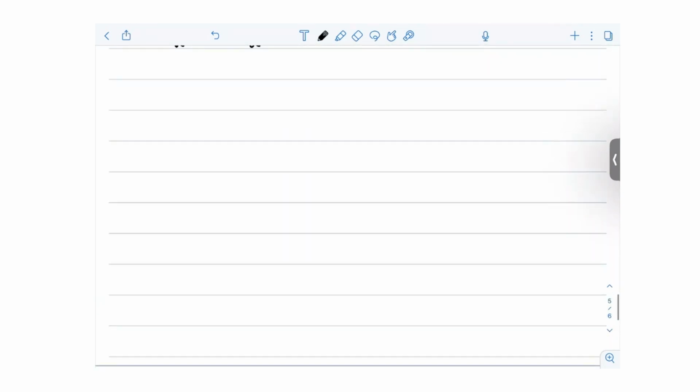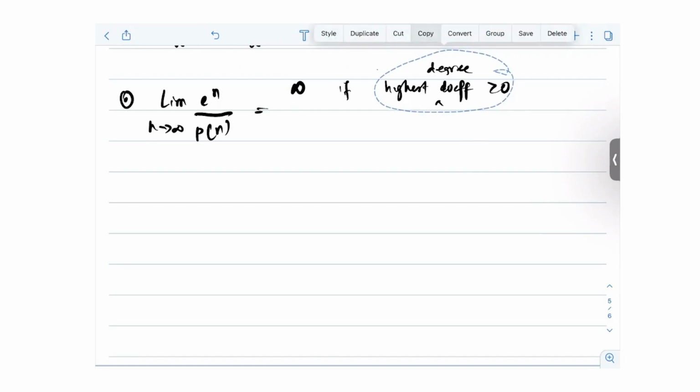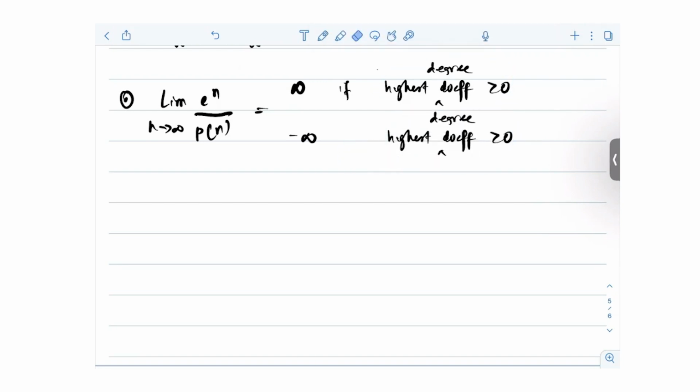Another interesting thing is that the limit of e to the power n by any polynomial will always go to infinity, because e to the power n is a super-fast exponential. Even if the polynomial increases, it will never catch up; the exponential will always surpass it. It goes to infinity if the polynomial's highest degree coefficient is positive. If it's n, it will go to infinity; if it's minus n, it will go to minus infinity. You have to understand this; it is a very important small thing.